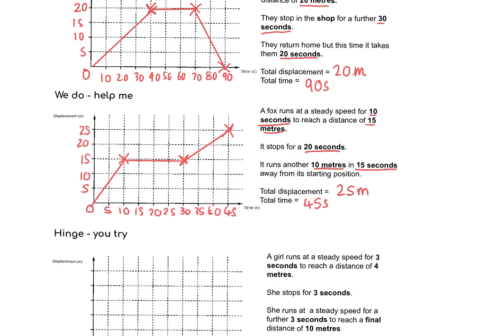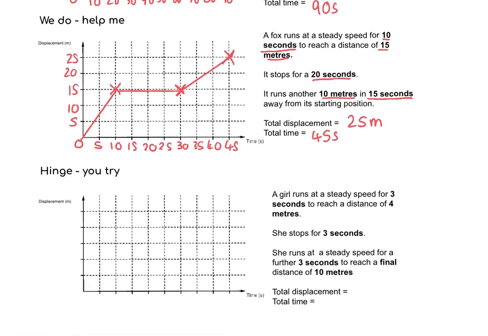On to our final question. We've got a girl who runs at a steady speed for 3 seconds to reach 4 metres. She stops for 3 seconds, and then she runs at a steady speed for a further 3 seconds to reach a final distance of 10 metres. So this one's worded a little bit differently, but it says she's reaching a final distance, or technically it should be a final displacement, of 10 metres. And the total time taken is 9 seconds.